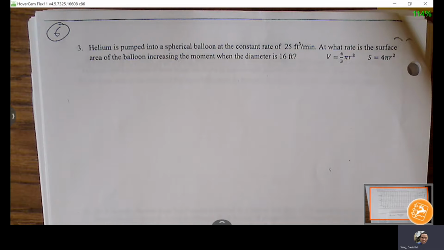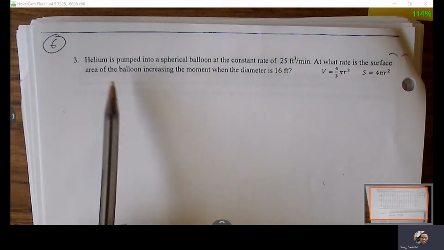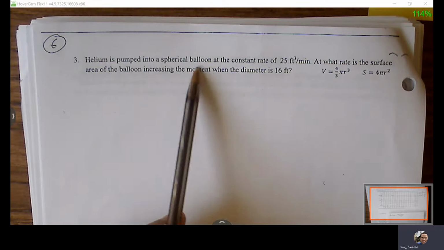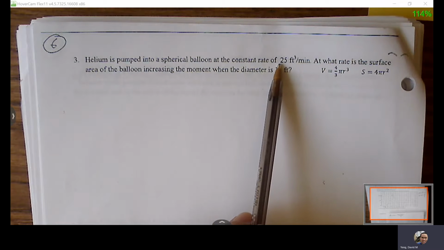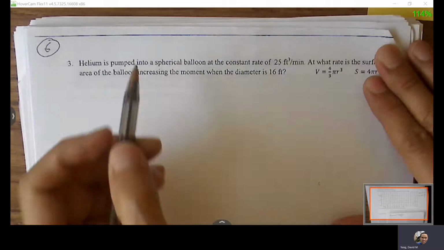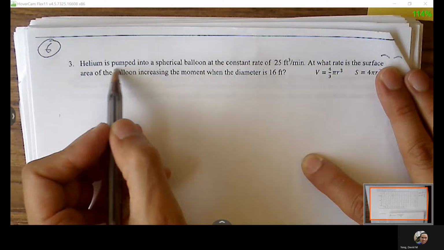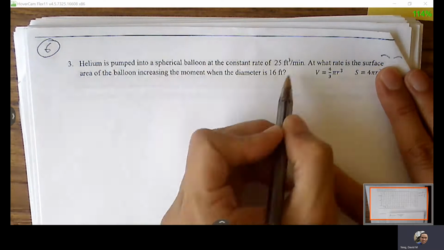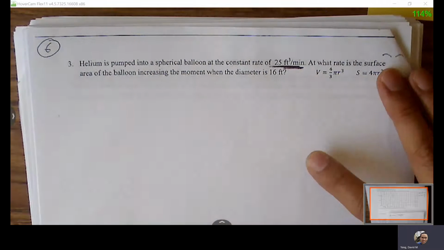Okay, related rates packet, page 6, number 3. Helium is pumped into a spherical balloon at a constant rate of 25 cubic feet per minute. Any idea which variable that's for?